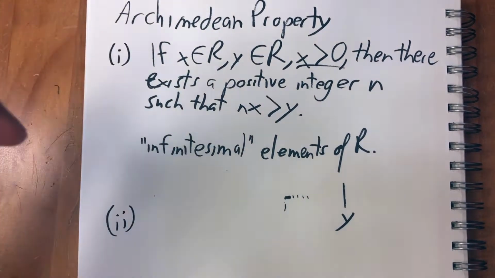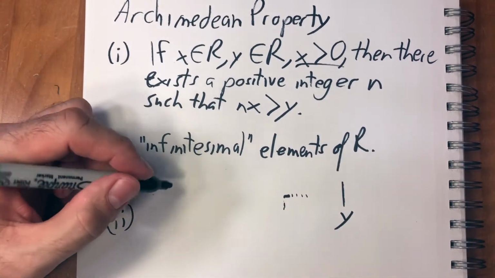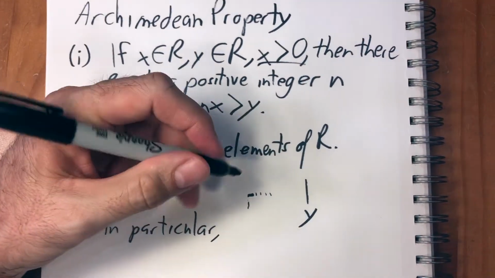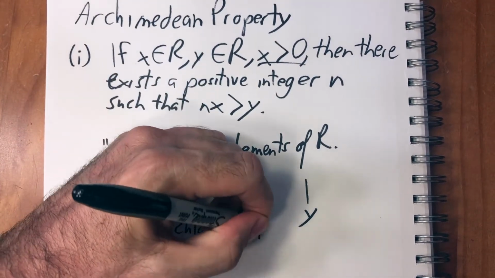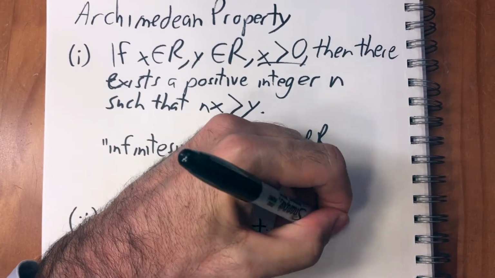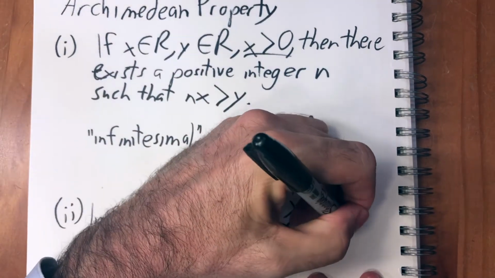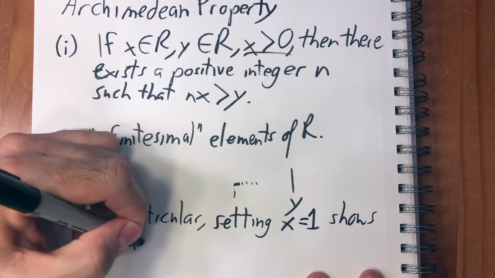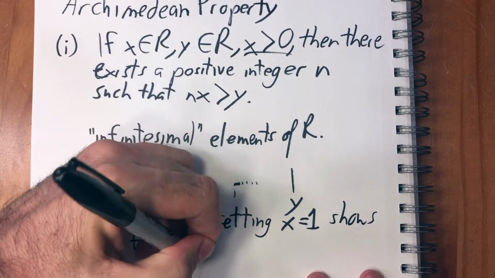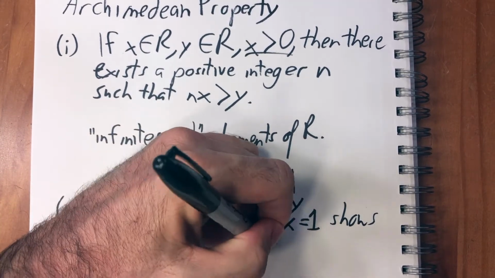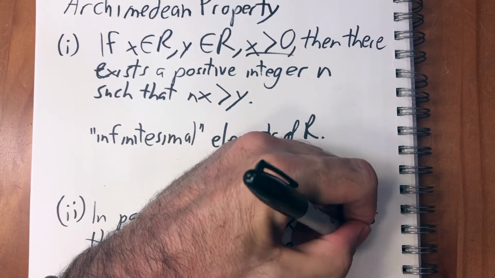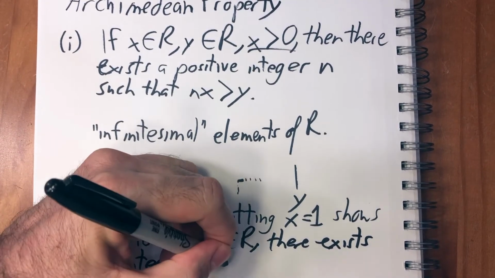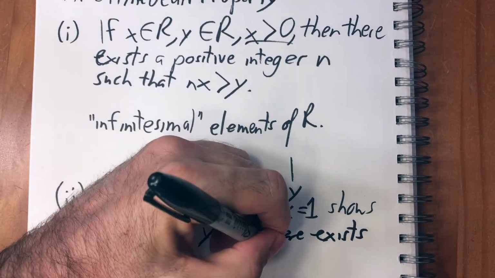So in particular, if this is true, the way that we'll actually see this used a lot is that, in particular, setting x equals 1 shows that for any y in R, there exists an integer n such that n is greater than y.